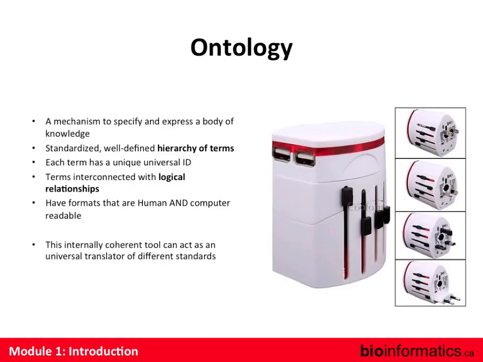So a few years ago, we embarked on an exercise of trying to use ontology to describe genomic epidemiology. And first, let's define ontology. It's a mechanism to specify and express a body of knowledge. These include the use of a standardized and well-defined hierarchy of terms, and each term also has a unique universal ID associated with it. So you have an ID that's associated with a concept, and therefore it allows you to use different terms to describe the same thing.